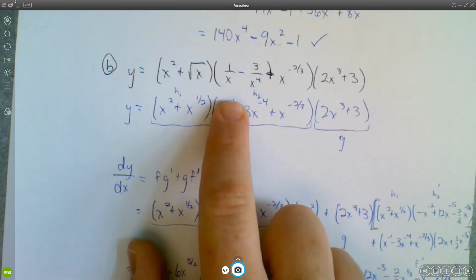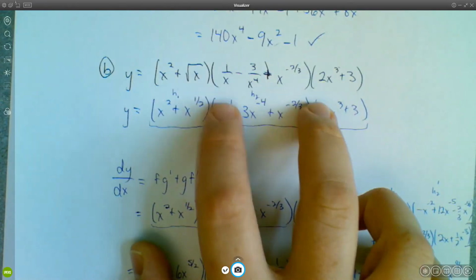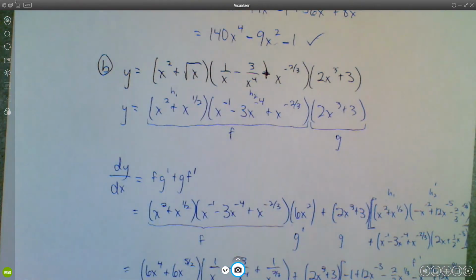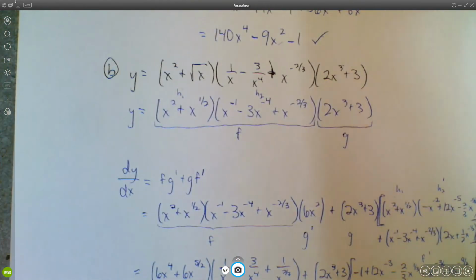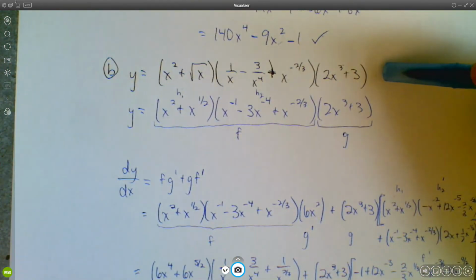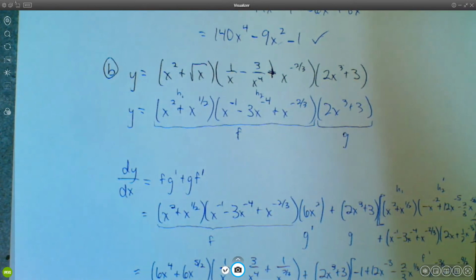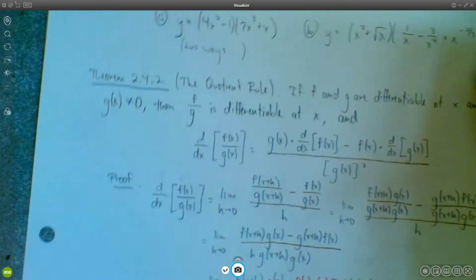I made this problem up, by the way. I don't think you'd be given anything quite this nasty in the homework. I definitely wouldn't give you something this nasty on a test or a quiz. But that's that one. Okay, so that's the product rule. Let's talk about the quotient rule.